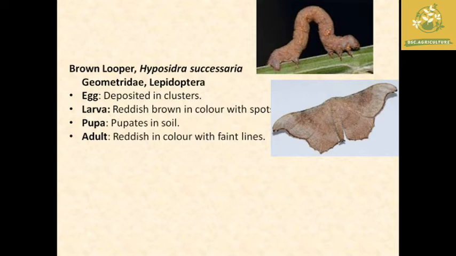And while seeing about its identification, the egg is deposited in clusters on any part of the plant, and the larva is reddish brown in color with some little black brown spots, and there are some light white spots. And the pupa is an obtect pupa and pupates in the soil, and the adult is reddish in color with faint lines present in the brown looper.